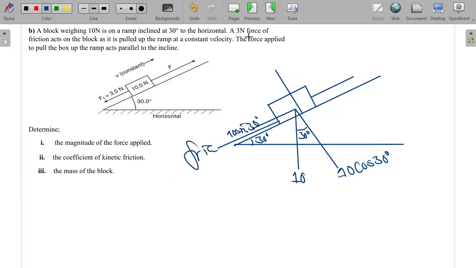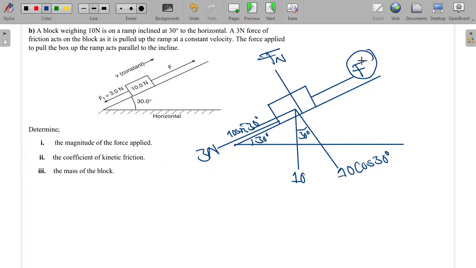Did they tell us the value of friction? It's a 3 Newton force of friction. All right, so I can just plug it in directly. This is a 3 Newton force of friction, and there's the applied force, then there's the normal force there. Okay, so this is what we have. But I want us to find the magnitude of the force applied, which is this force that we have here.